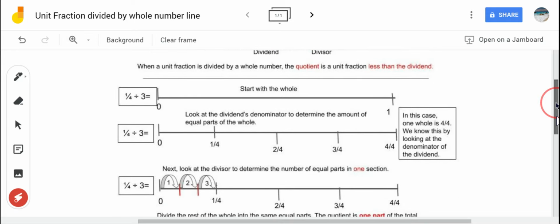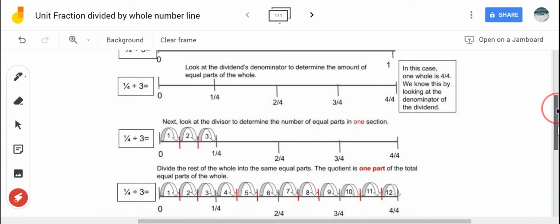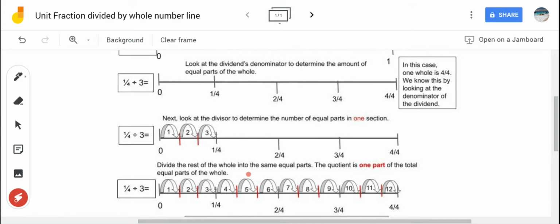Next, we are going to look at the divisor, the 3, to determine the number of equal parts in one section. So again, here is our number line divided into 4 equal parts. And I know that I had to divide one of those equal parts into 3 sections based on the divisor. The next step is we are going to divide the rest of the whole into the same equal parts. So that is what I did here. And as you can see, I ended up with 12 equal parts.